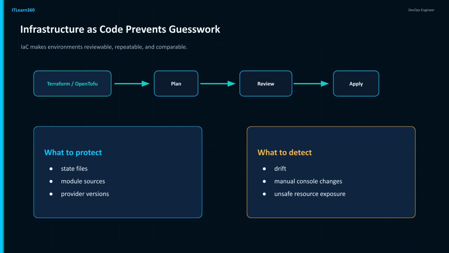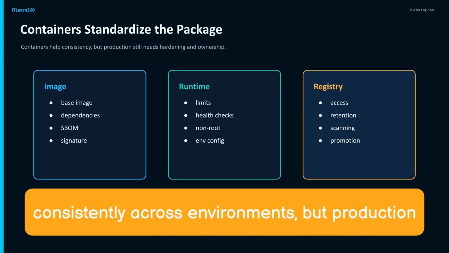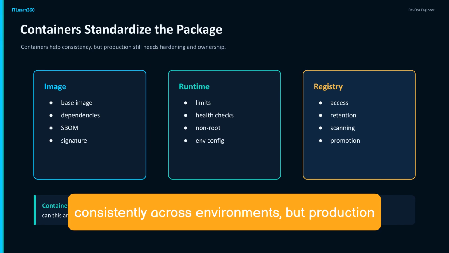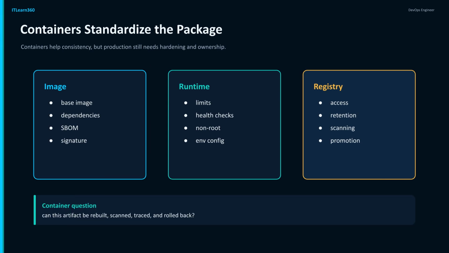Once infrastructure is repeatable, the application package itself also needs consistency, traceability, scanning, and rollback. Containers are one way to achieve that. Containers help the team package the application consistently across environments, but production safety depends on how the image and runtime are managed. The image should use an appropriate base, contain known dependencies, support an SBOM and scanning process, and be traceable to the source commit.